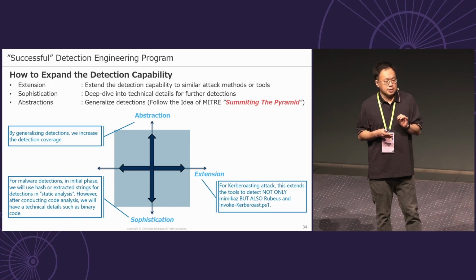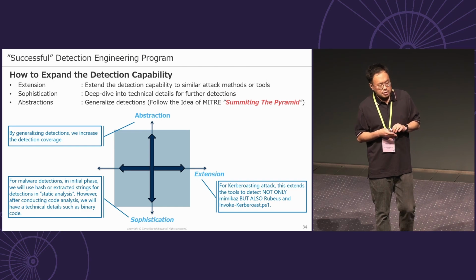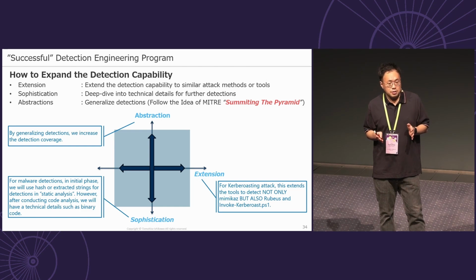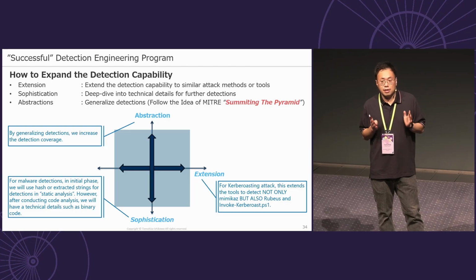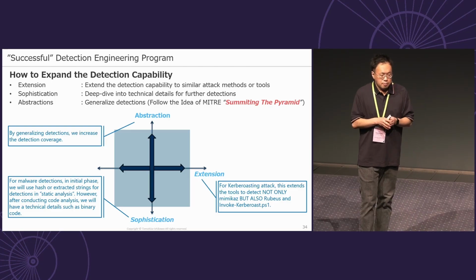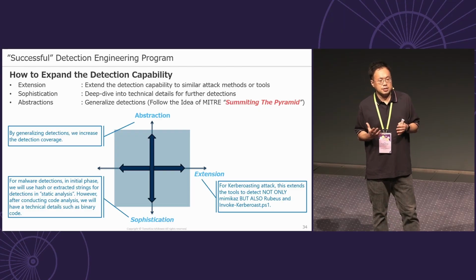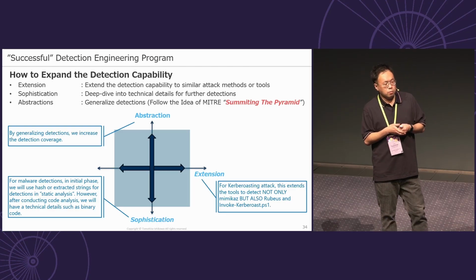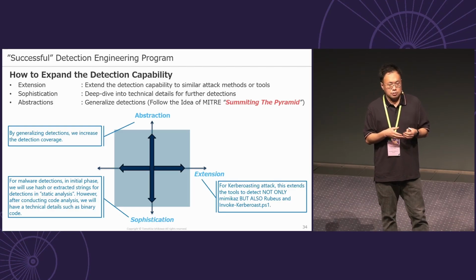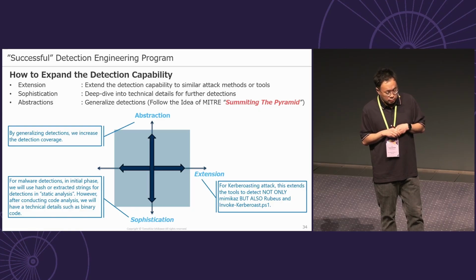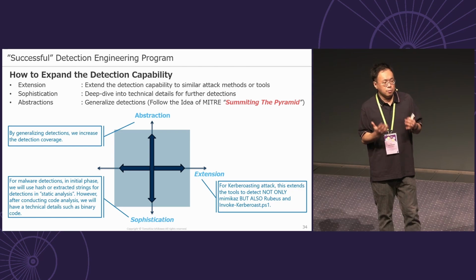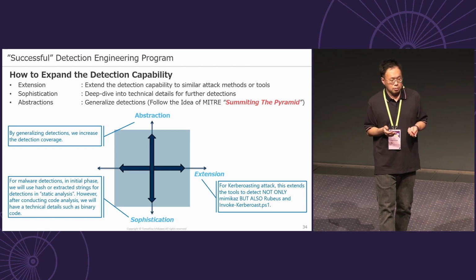Lastly, there is generalized detection, which is the abstraction. This is a great idea from the MITRE Corporation, the Pyramid of Pain. It is a great concept, and if you're not familiar with it, I definitely recommend checking it out. Basically, we'd like to generalize the detection and cover as much as possible. Abstraction is the most powerful, but it takes time and effort. That is why, at the operation level, we utilize the three ways to improve the detection code.